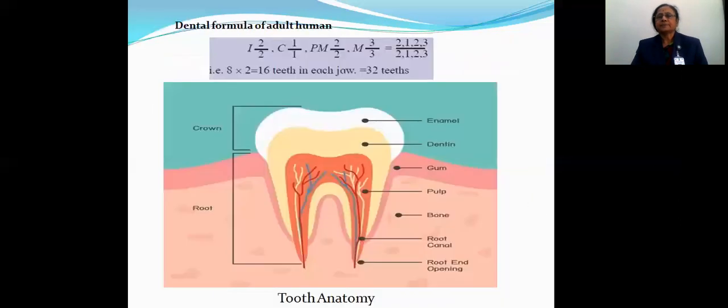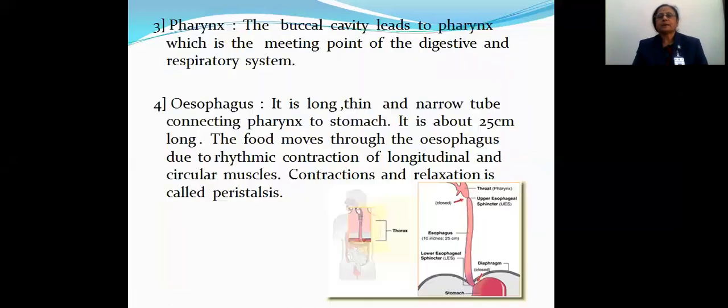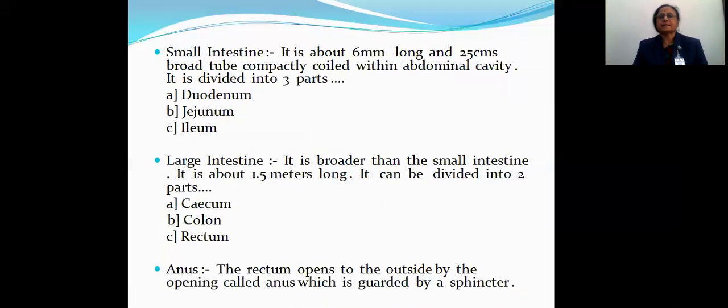In the diagram, here you see this is your intestine. This intestine is approximately 6 meters long, and it is divided into three parts. These three parts are duodenum, jejunum and ileum.